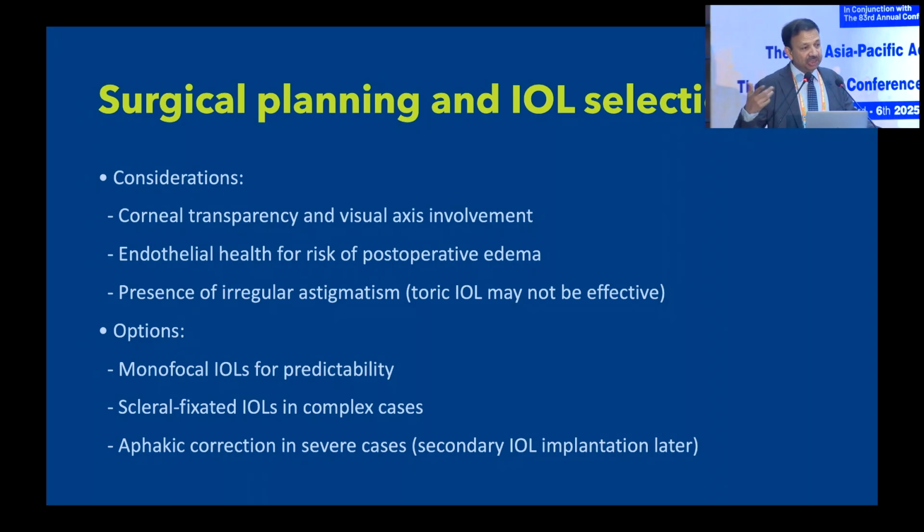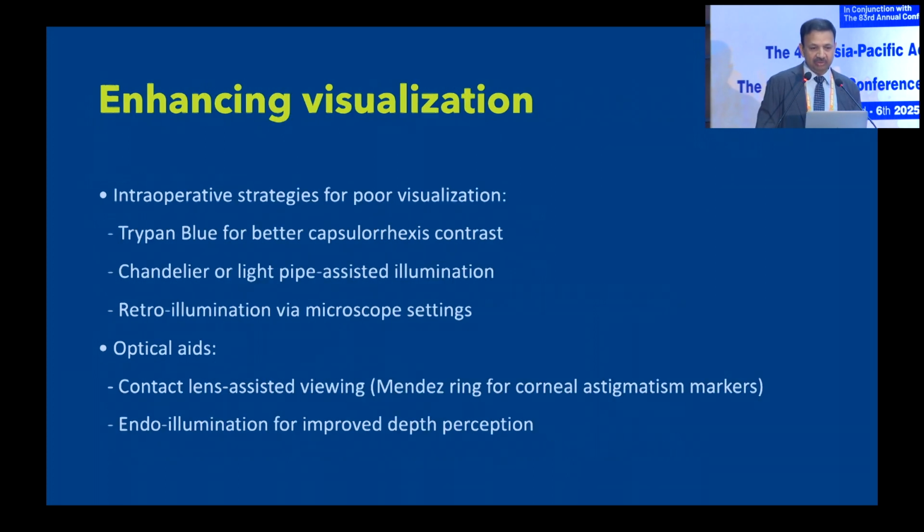And you can also do it as a two-stage. That means the first stage, you just remove the cataract, evaluate the eye, do a proper IOL power calculation, and then come back and do a secondary IOL at a later date. So what do you do surgically?